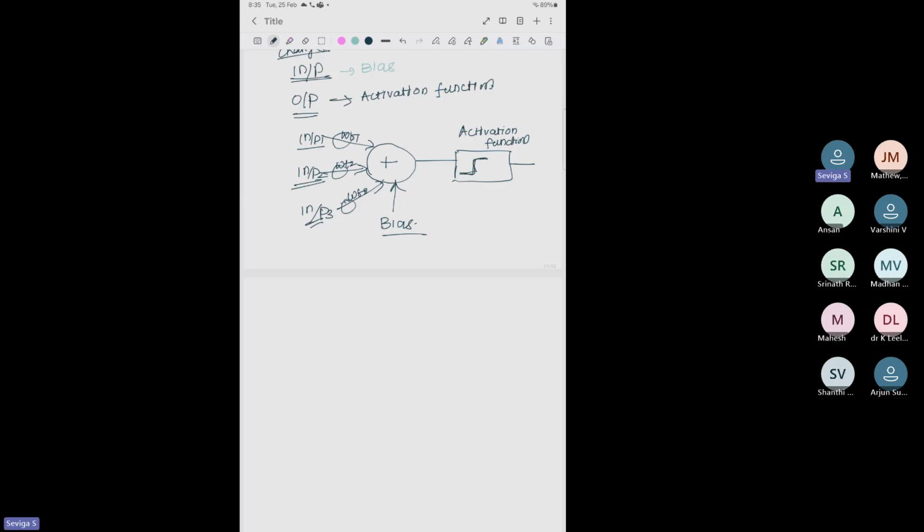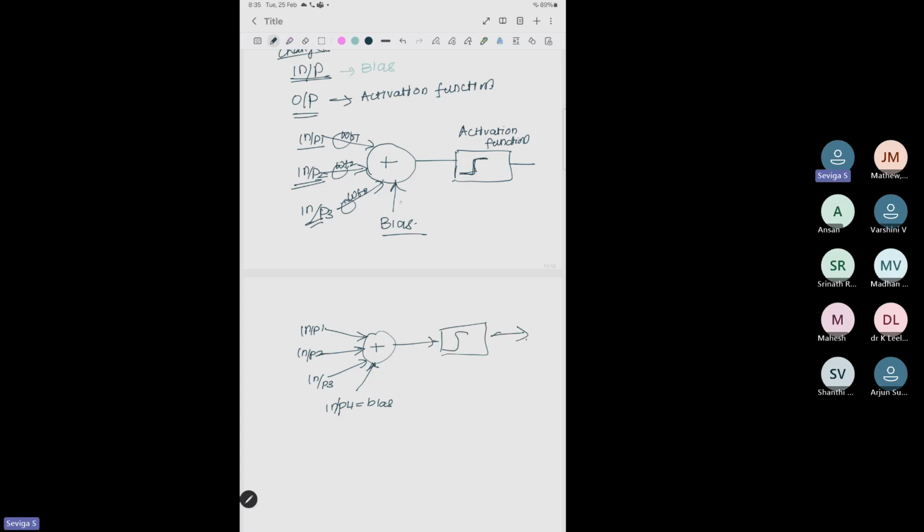And the other thing is that instead of adding this bias separately, if I write input like this, it means that it is getting multiplied with its weight and then it is going to the summation. So what I will do is that I will take bias as one more input.